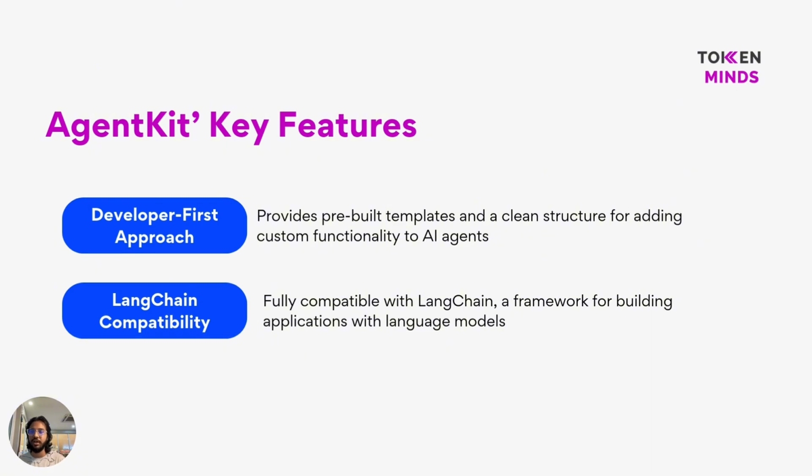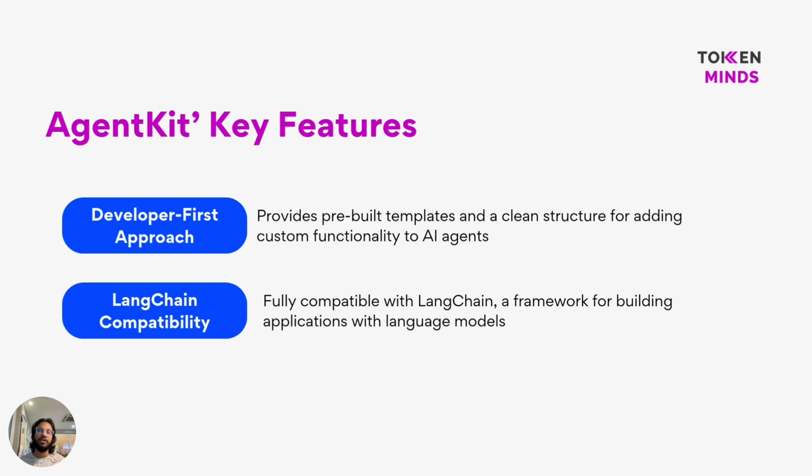The other point is that it is a developer-first approach, which means that it has been provided with a very clean structure. And if a developer really wants to customize their own smart contracts, like if I want to mint my smart contracts but also need additional capabilities of whitelisting or airdropping, I can definitely add it into that. And then in the end, it is fully LangChain compatible, which means that LangChain is a model which is used to build applications with language models, and it is entirely compatible with it.